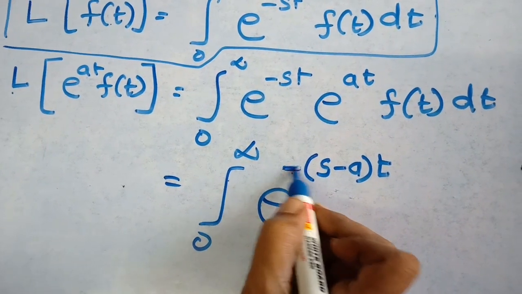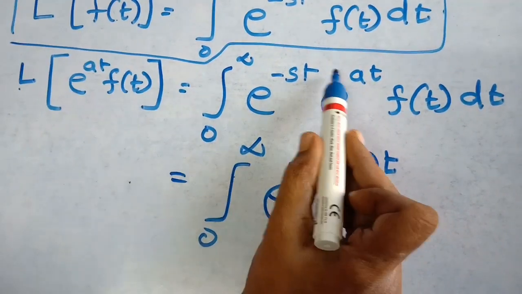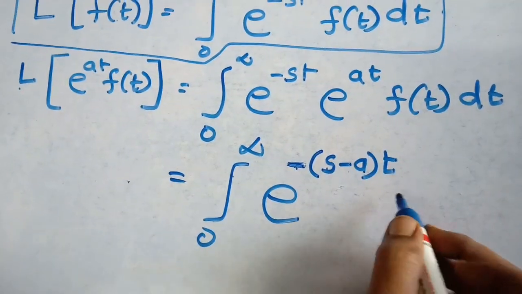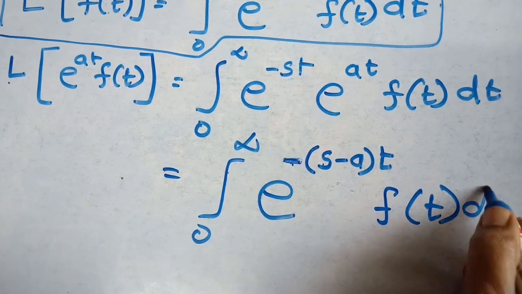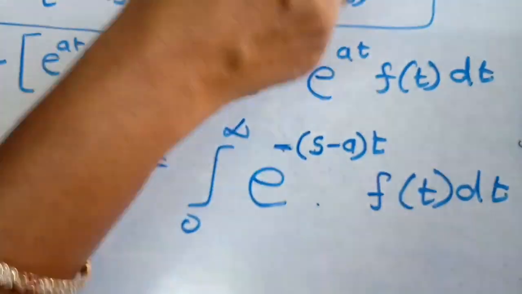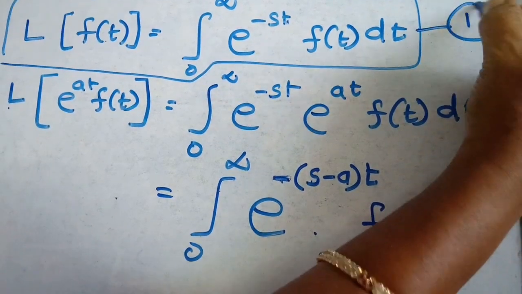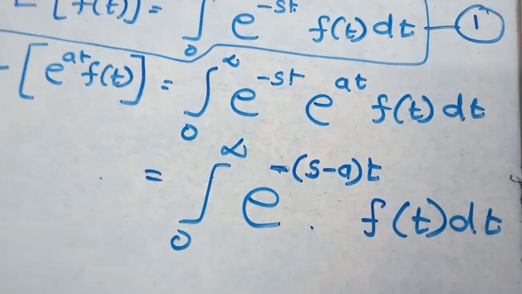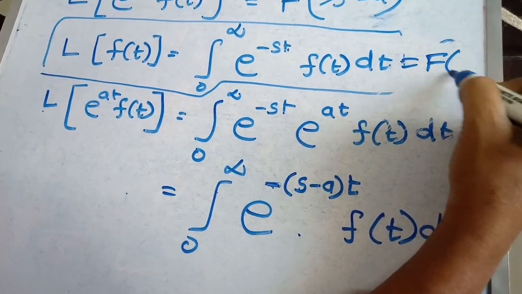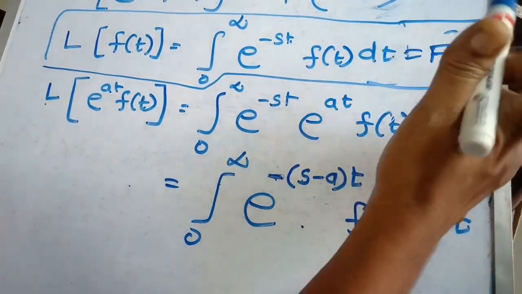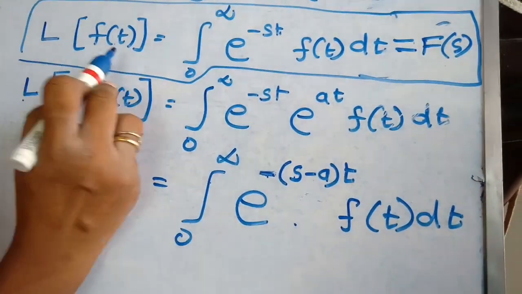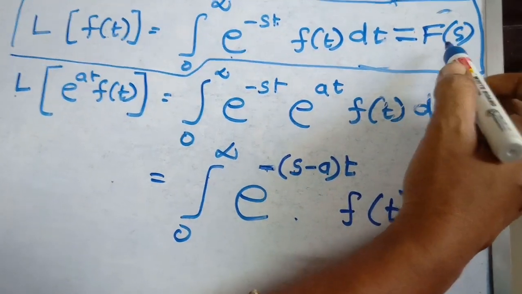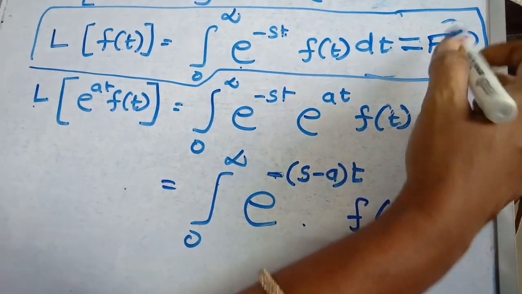So keep minus outside. Once you take minus outside, this becomes minus s, minus s into minus plus 18, f of t dt. So compare these two. This is the definition, and we denote this by capital F of s. That is, the Laplace transformation of f of t is 0 to infinity e power minus st f of t dt, which is denoted as capital F of s, function of s.